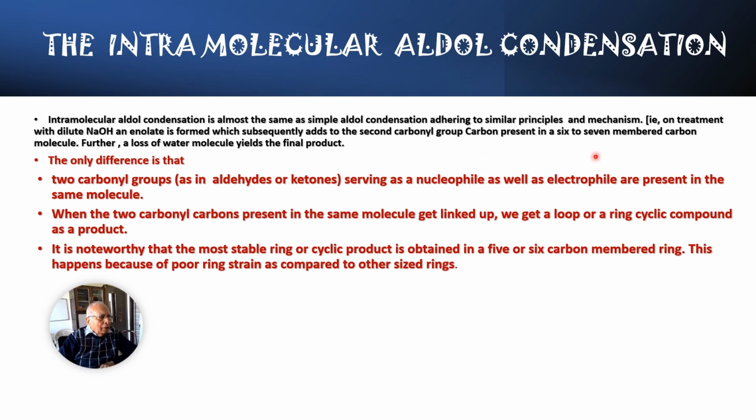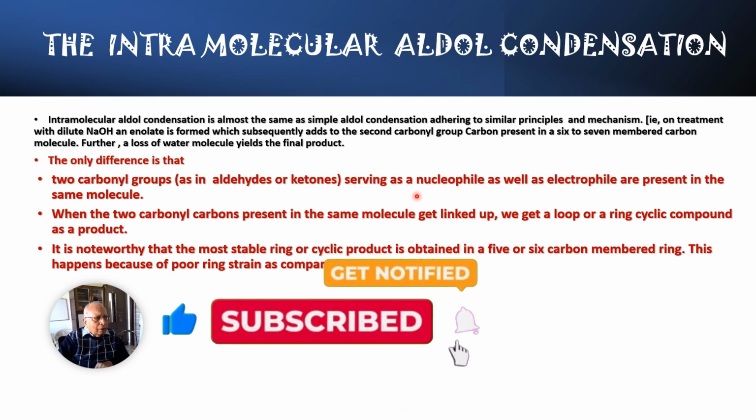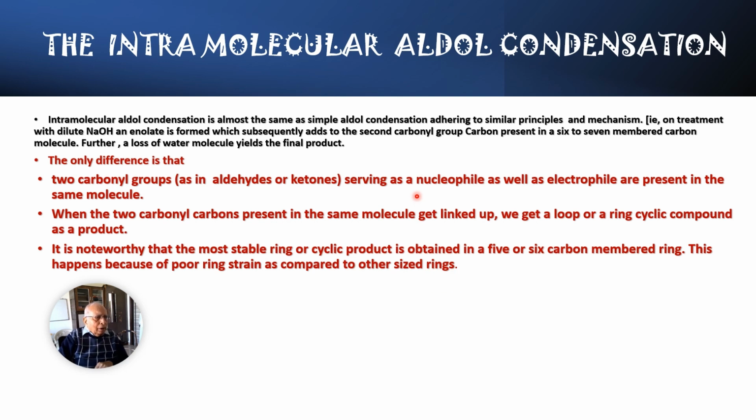The conditions of reaction are also the same. That is, in presence of dilute sodium hydroxide, which acts as a catalyst, and other alkalis can also be used, such as sodium alkoxide, but NaOH is found to be most suitable and has a catalytic action also. So that gives you the final product, but there is a difference. The most remarkable difference is that since this happens within the same molecule containing two carbonyl groups, one acting as a nucleophile and the other as an electrophile, when they interact this way, a ring is formed. We get a cyclic compound as a product.